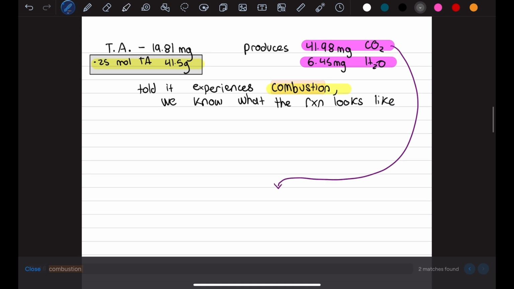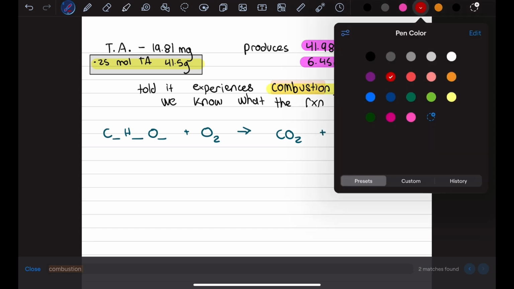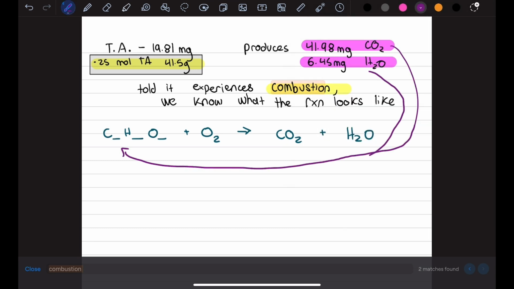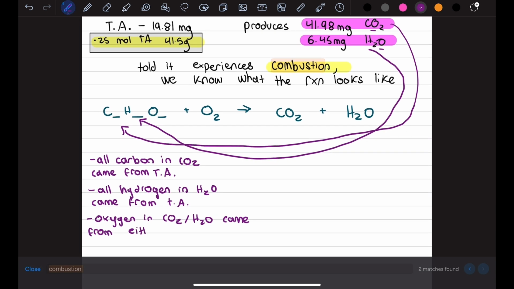Now we can solve our problem. We're told that a substance combusts and produces carbon dioxide and water. We already know the form the reaction will look like. We can also decipher that all the carbon in carbon dioxide must have come from this substance, because there's no other source of carbon in the reaction. The same thing goes for the hydrogen in water. The oxygen found in carbon dioxide and water, on the other hand, can have either come from the substance or the oxygen gas that was used in combustion, so it isn't as immediately helpful.